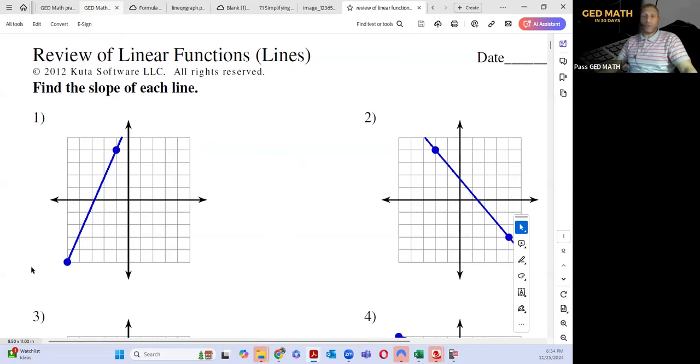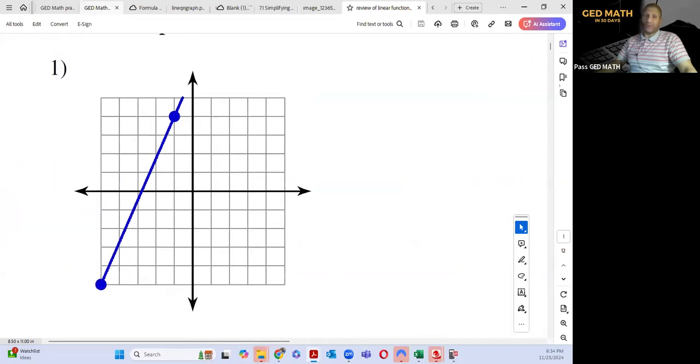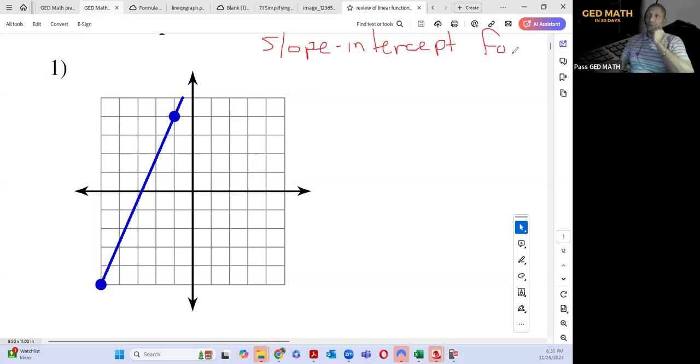So here they said find the slope. Let me make this nice and big. Does anybody know how I'll find the slope of this graph? How would I find the slope of this graph? Okay, first of all, you need to know the slope-intercept form. In this case, we're only finding the slope, but I just want you to know that y = mx + b, where m is your slope and b is your y-intercept.